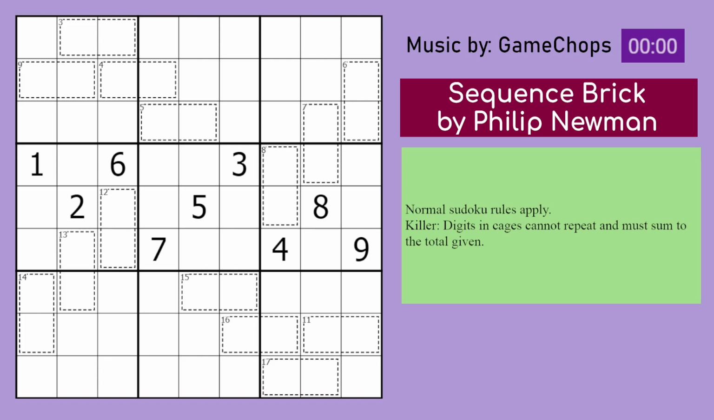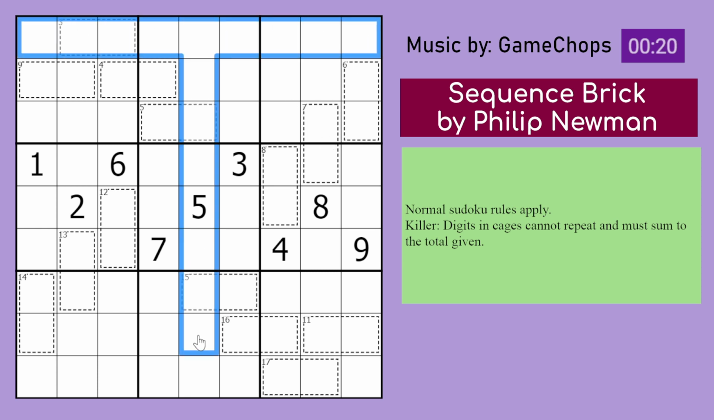Hello, this is the Generally Approachable Sudoku for the 3rd of March 2024. It is Sequence Brick by Philip Newman. Sequence Brick, sorry, I mispronounced that. You can see here we have the digits 1 to 9 in a random order here. So that is why it's called a Sequence Brick. It breaks the sequence.